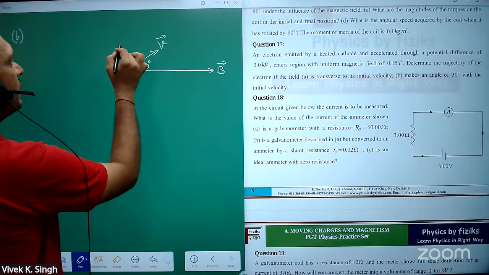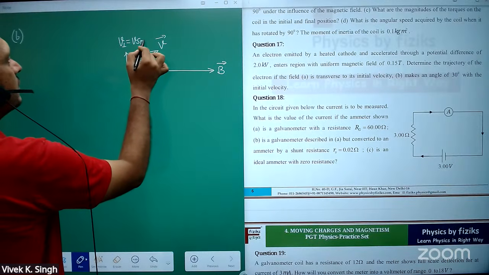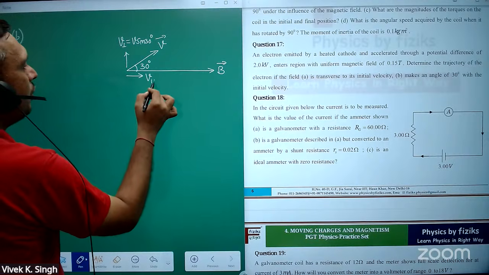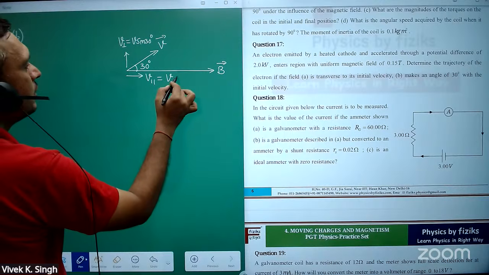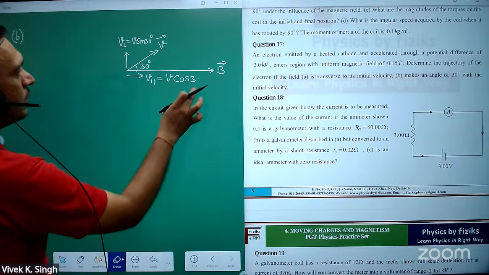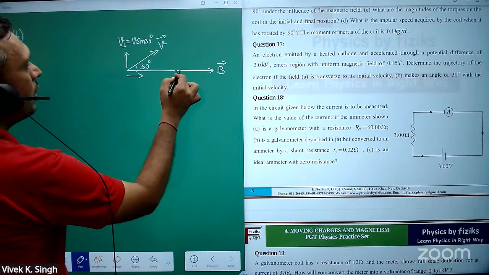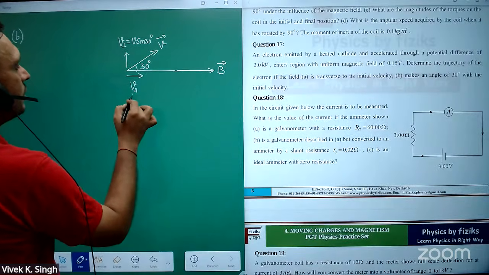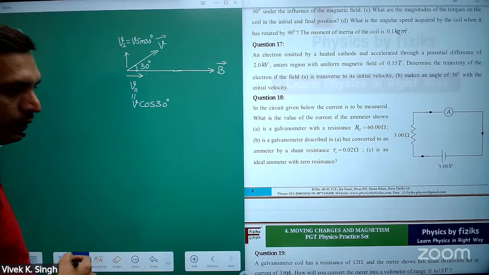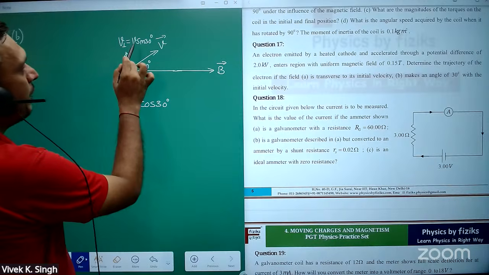Making an angle of 30°, it has two components. One is V perpendicular, which is given by V sin 30. And this is V parallel, that is V cos 30. So V parallel is V cos 30.